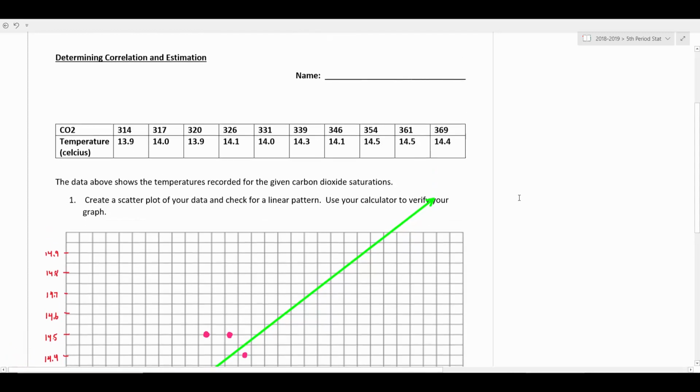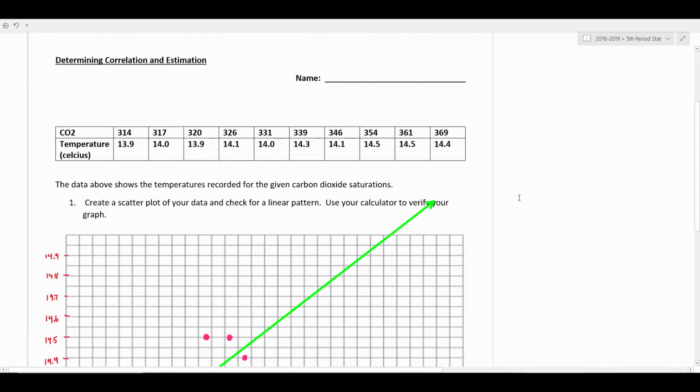Hey guys, welcome back to day 3 for instruction this week. We're going to continue talking about linear correlation and how to run our hypothesis test for linear correlation and using the equation to make predictions.